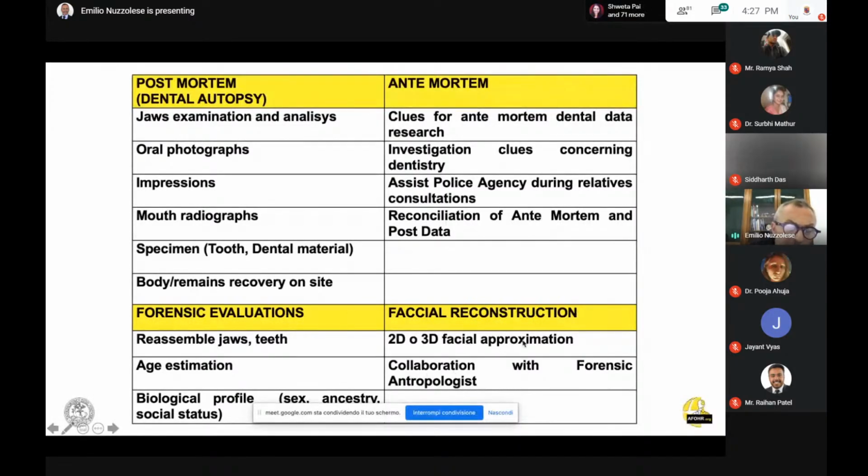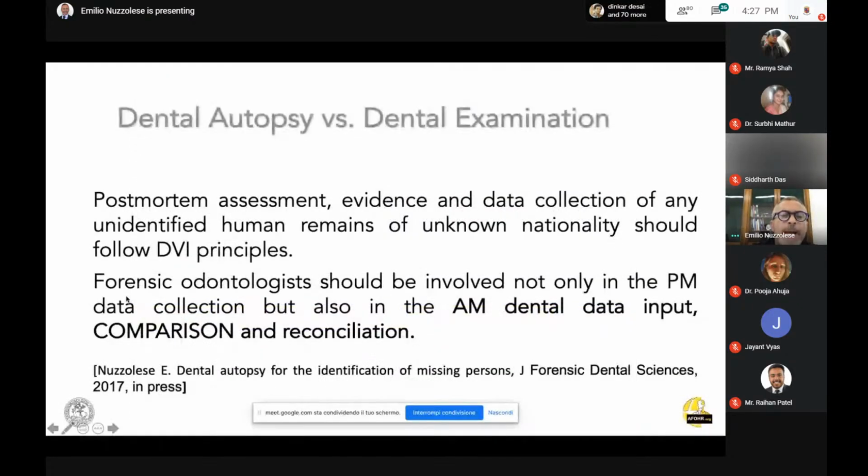And another characteristic we may be asked to do is the facial reconstruction. Some odontologists have learned these techniques, doing a 2D or 3D facial approximation using software, or using clay as it used to be done in the past. We may be able to do this directly, or we may work together with forensic anthropologists to perform this.